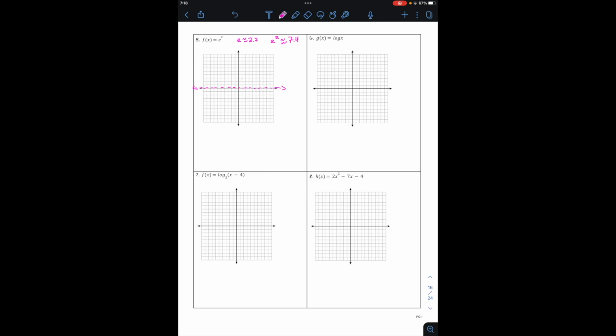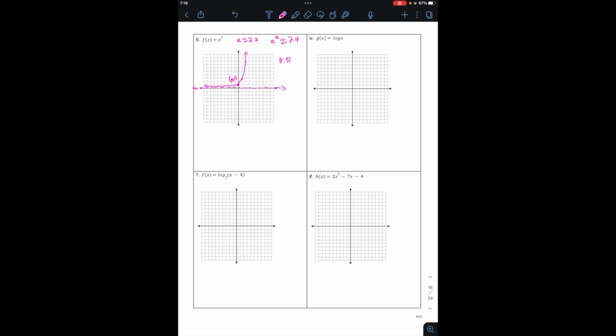e to the first is about 2.7, e to the 0 is 1, we always have this 0, 1 for exponential parents, and then e squared is about 7.4, so we go 1, 2, 3, 4, 5, 6, 7.4. So we're shooting off exponentially, and then we are also approaching our asymptote.